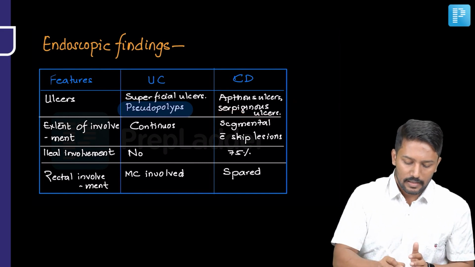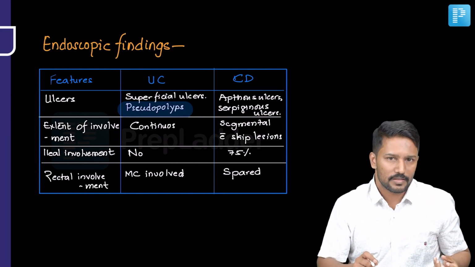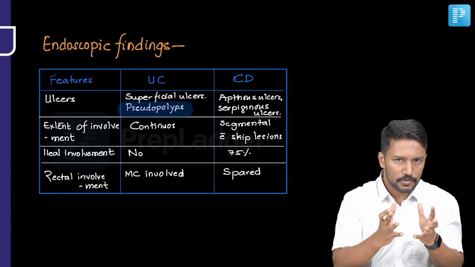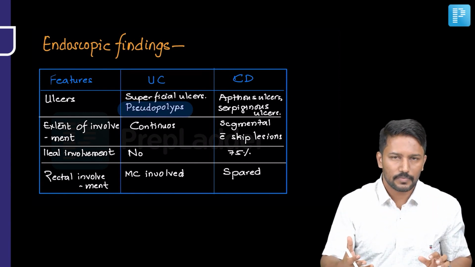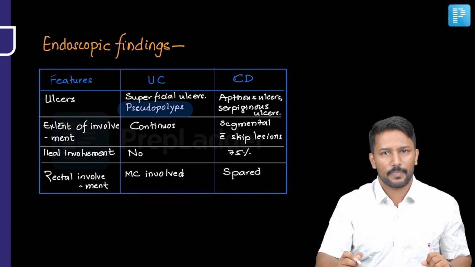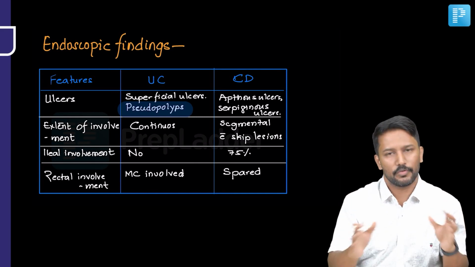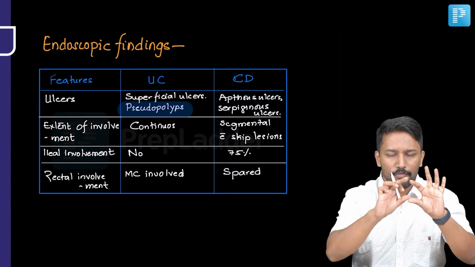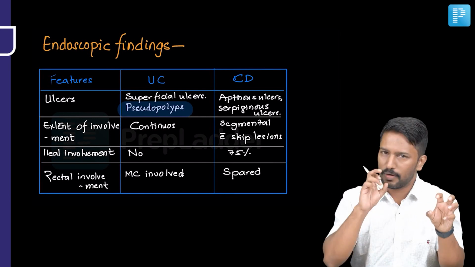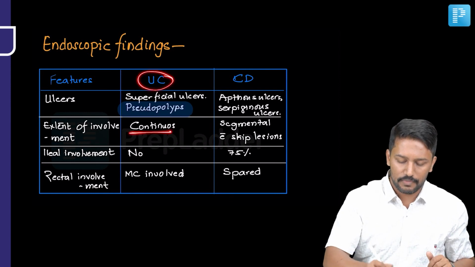And second, these changes, the loss of mucosal vascularity in ulcerative colitis and development of the pseudopolyps and superficial ulcers, all these pathophysiological changes, in terms of extent, are continuous. I'll tell you what the affected segment of the bowel is, but in that affected segment, the involvement is continuous. There are no skip areas or patchy areas where it is involved and patchy areas where it is not involved in ulcerative colitis. So that is very, very important.